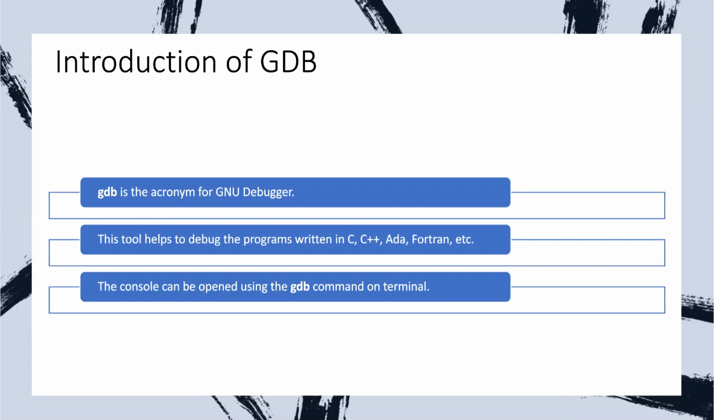It is the acronym for GNU Debugger. This tool helps to debug programs written in C, C++, Ada, Fortran and similar languages. Because the GCC compiler is associated with GDB, all these programming languages can be executed using GDB as well. The console can be opened using the GDB command on the terminal, like vi, like nano. So you have to open the console using the GDB command.